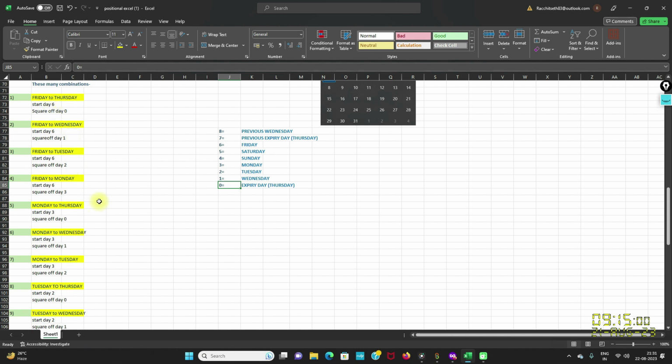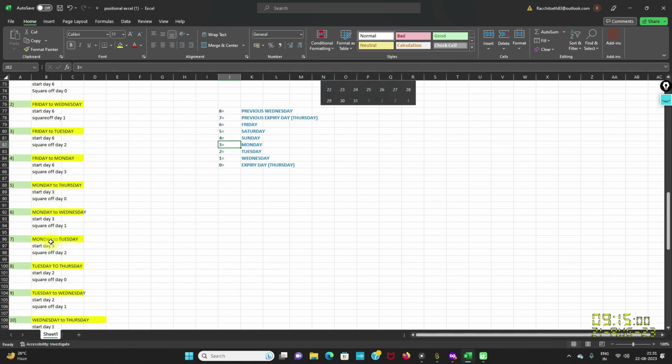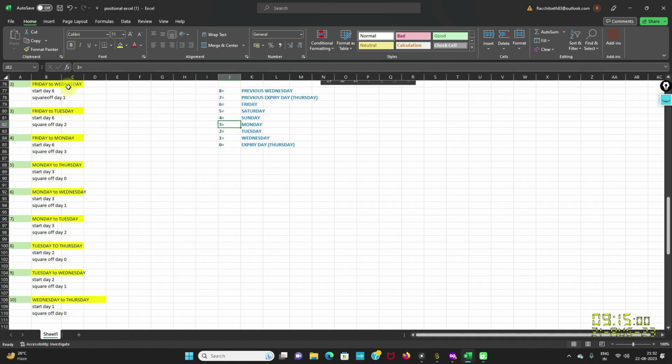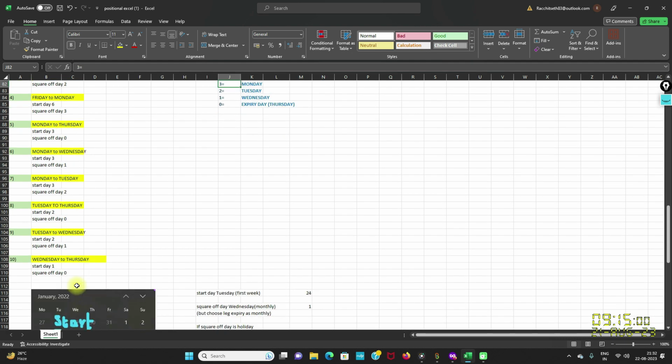Suppose you want to start your positional portfolio from Friday to Monday. So Friday is 6 and Monday is 3. So 6 and 3 will be the combination for start day and square off day. Suppose you want to start your positional portfolio for Nifty or Bank Nifty on Monday and want to square off on Tuesday. So 3 and 2 will be the combination for the start day and the square off day, and so on, right? So these are the combinations for Nifty and Bank Nifty wherein expiry lies on Thursday.